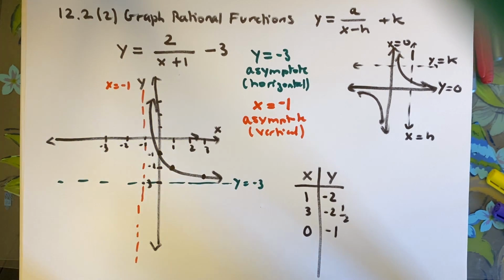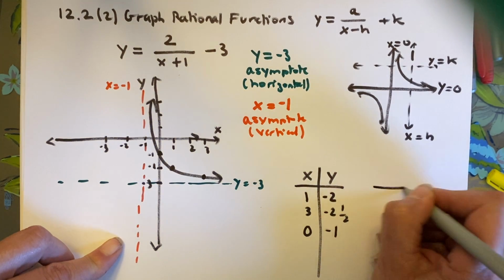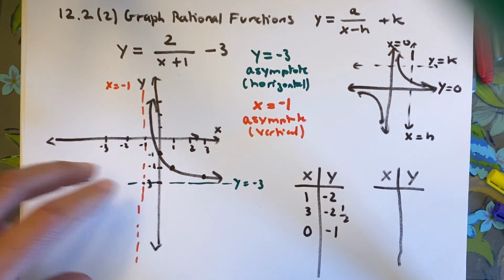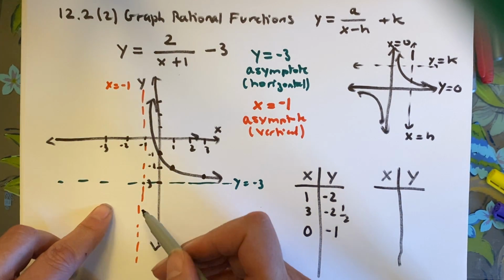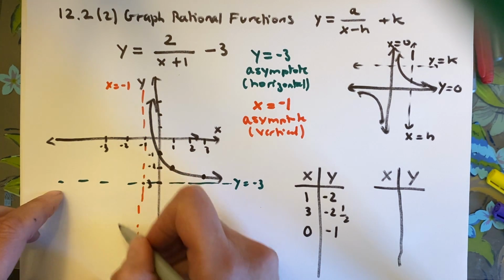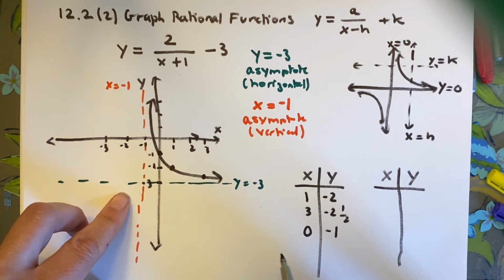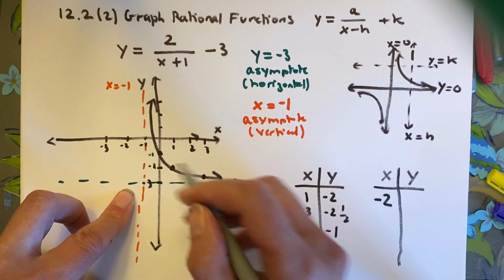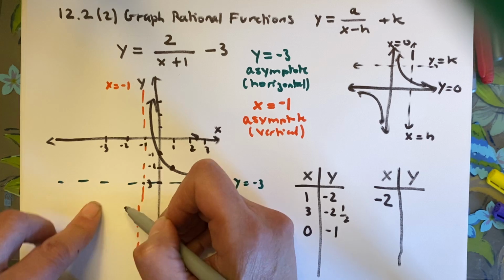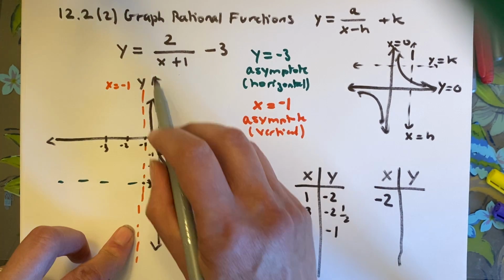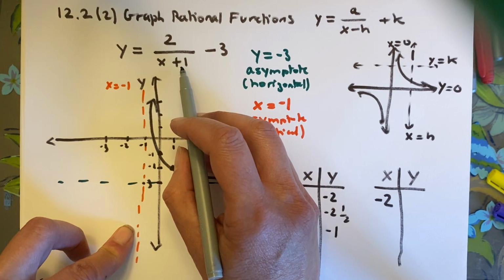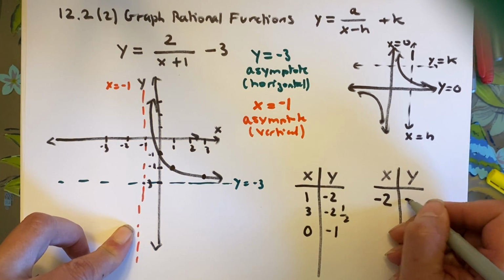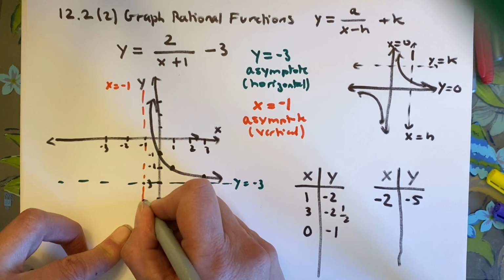I'm going to actually draw a second table over here to avoid confusion. And I'm going to try then to find the numbers that are going to draw the second branch, which is going to be somewhere down here. So I'm going to pick -2, just because it looks like that's the right direction to go in, since I can't use -1. -2 plus 1 is -1. 2 divided by -1 is -2. Minus 3 is -5. So it looks like I have to go down a little bit.